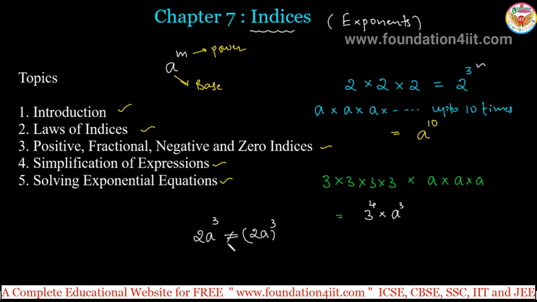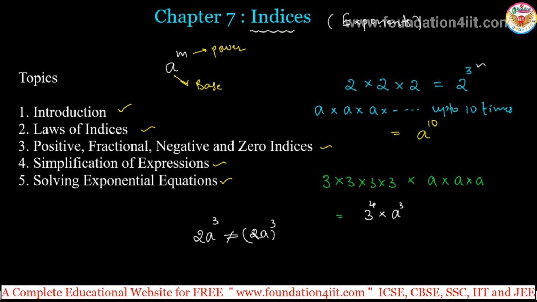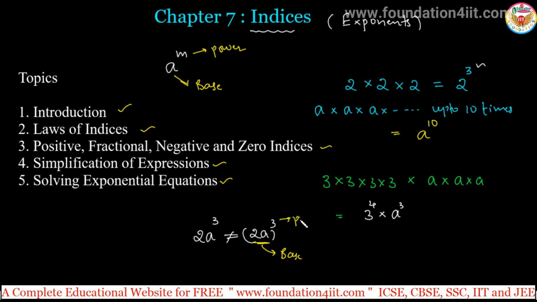And 2a to the power 3, 2a whole to the power 3, so both are not the same. Here only a is raised to the power 3. Here the complete 2a is raised to the power 3. 2a is multiplied 3 times. That means in this case the entire 2a is the base and 3 is the power. So the power applies to whichever term or letters, which variable, that comes under the base, right?